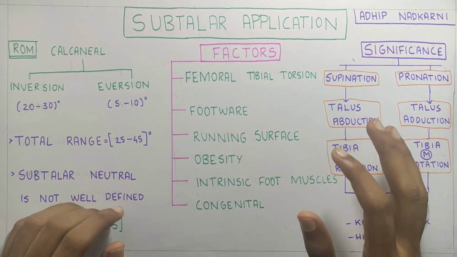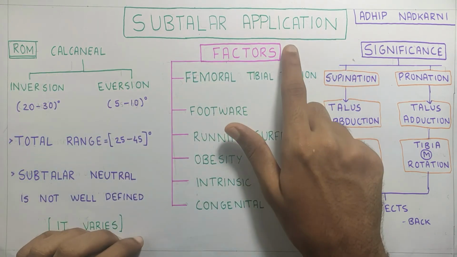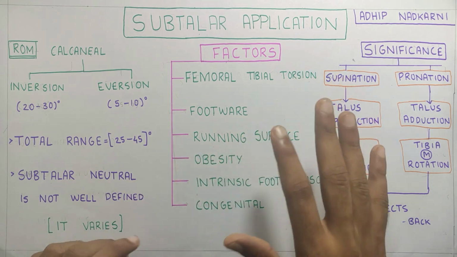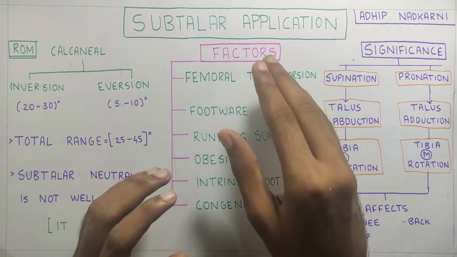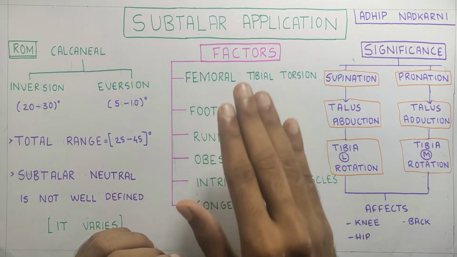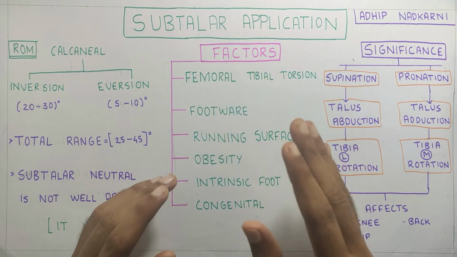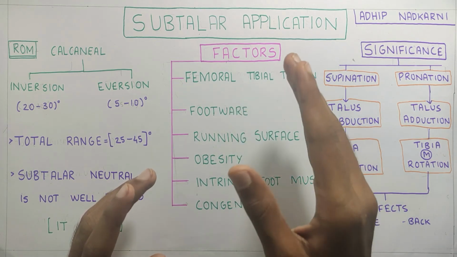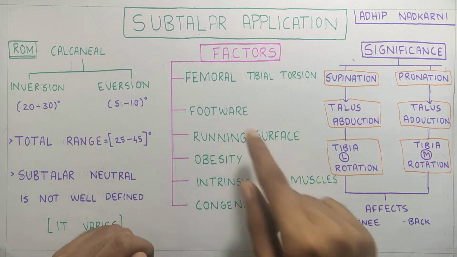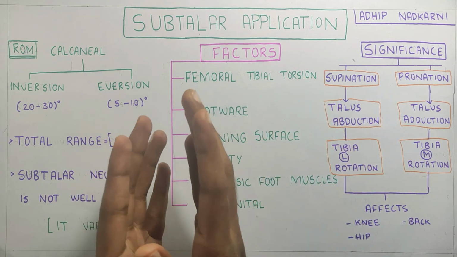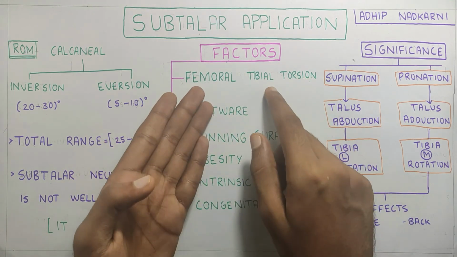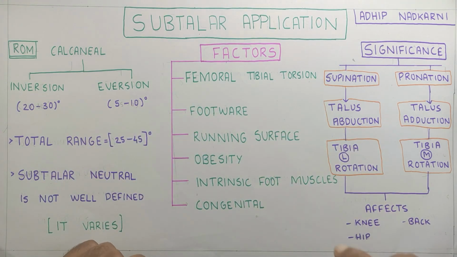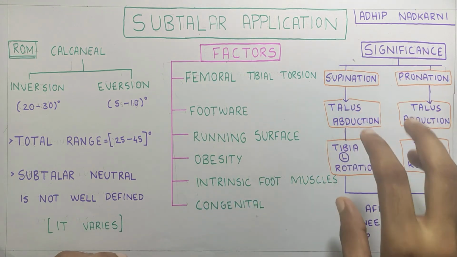Now to summarize the topic, we talked about the range of motion of the subtalar joint. The range of motion, that is the total range of 25 to 45 degrees. Then we talked about certain factors which can cause subtalar inversion and eversion. Then we talked about the factors which can cause subtalar supination and pronation, or the supination and pronation of the subtalar joint, how it can affect other things like the femoral or tibial torsion, how subtalar supination or pronation can cause femoral and tibial torsion and can cause problems in the knee, back and hip. And then we saw the significance of that.